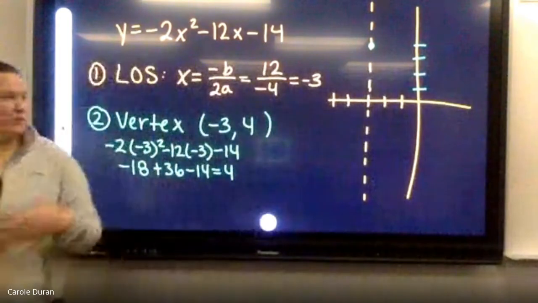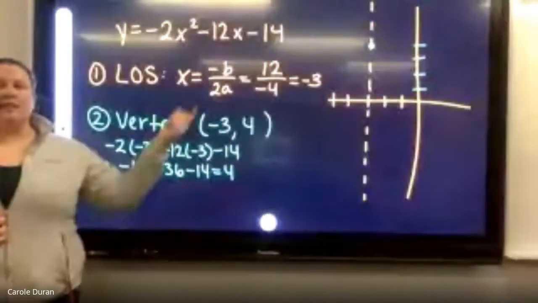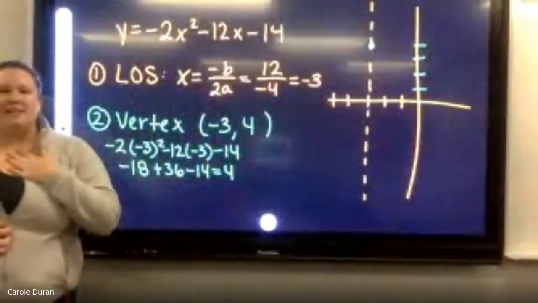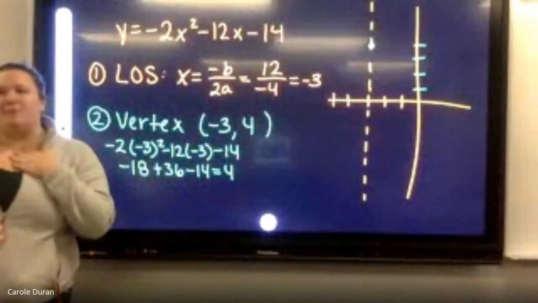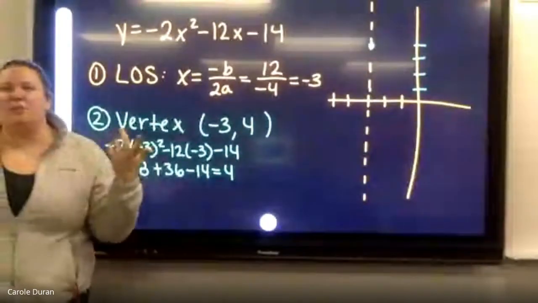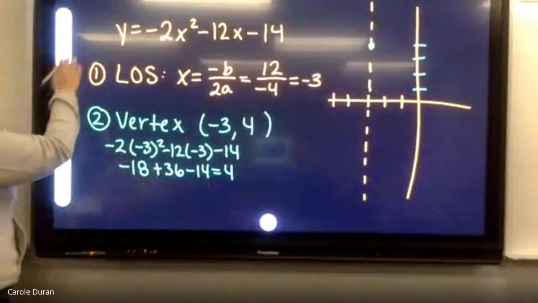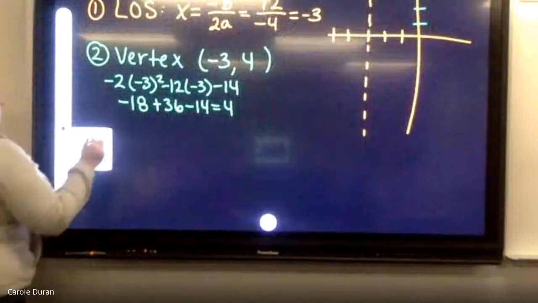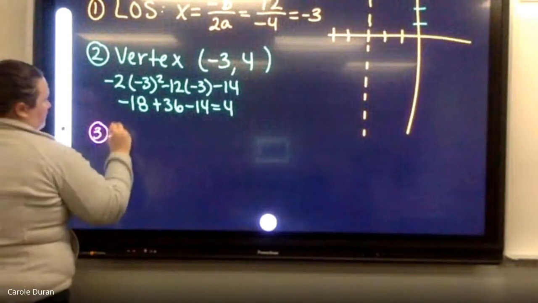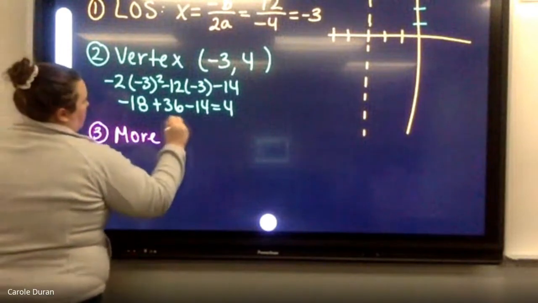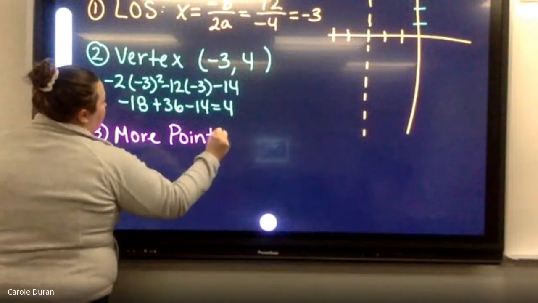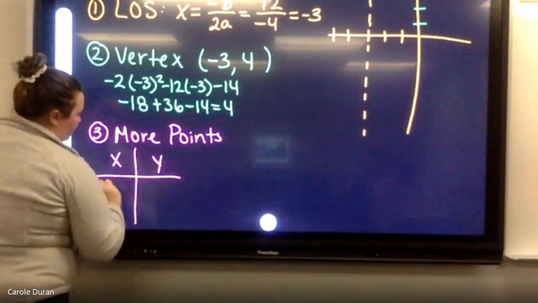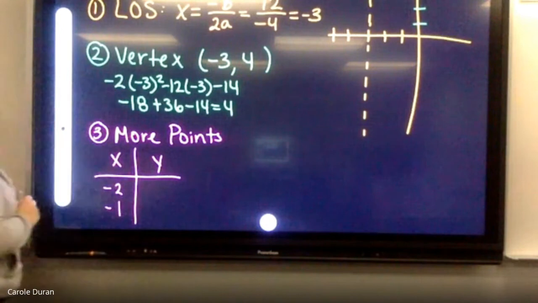My line of symmetry is -3. So I could do -2 and -1, or I could do -4 and -5. I find it easier to plug in smaller numbers that are close to 0. For some reason, they just work out a lot easier. So I'm going to use -2 and -1. So I'm just going to go ahead and do an XY table, plugging in -2 and -1.